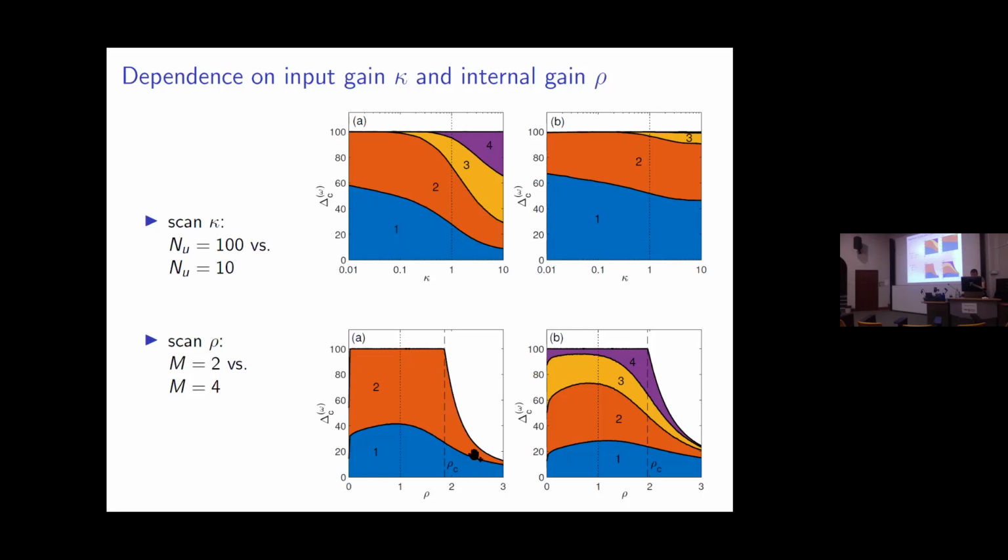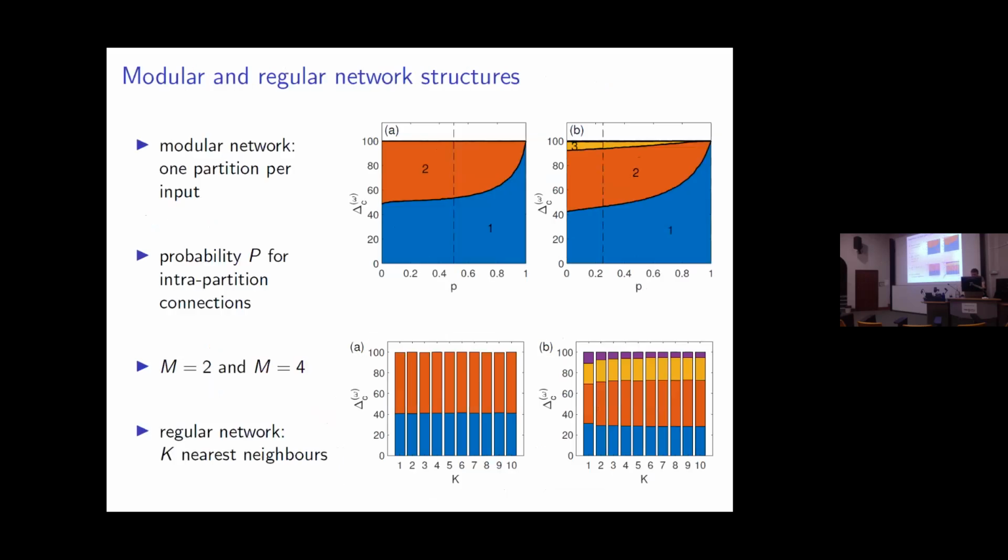And now we can resolve here for 2 input channels how capacity distributes, and here this is for 4 input channels how capacity distributes among these channels.